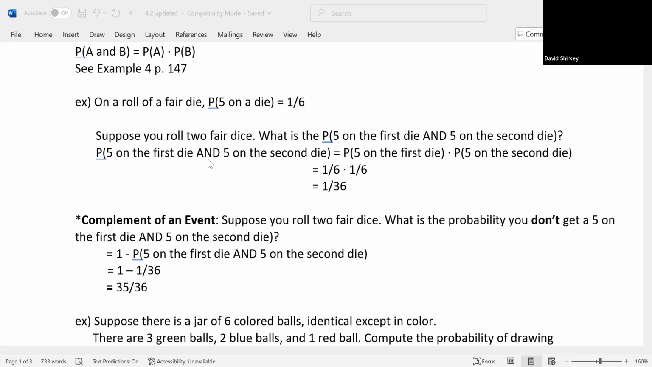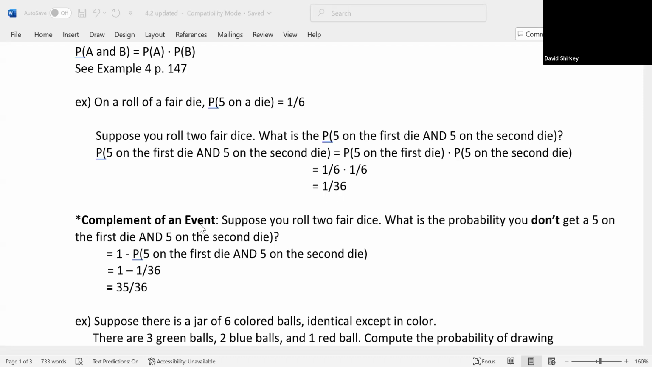So the probability of 5 on the first die and 5 on the second die is the probability of 5 on the first die times the probability of 5 on the second die. Each one of these is 1 out of 6, right? So you have 1/6 times 1/6, which is 1/36, 1/36th, excuse me.